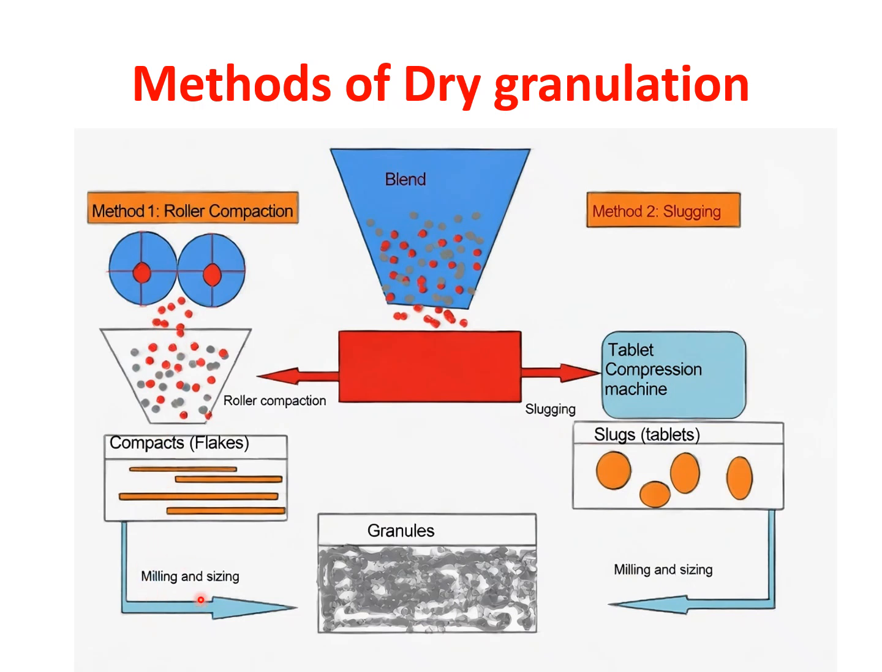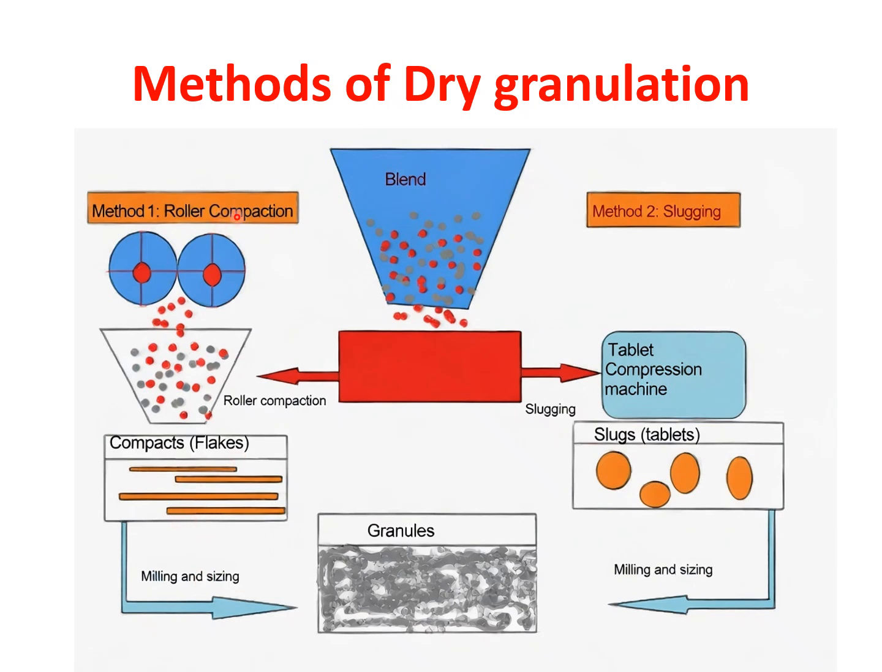And after milling and sizing, we are getting the granules. So what is happening in this roller compaction? We are not adding binder solution as in the wet granulation method, and we are not conducting any drying step. Okay, these are the advantages over wet granulation method, that we are not adding any binder solution, or conducting any drying step.